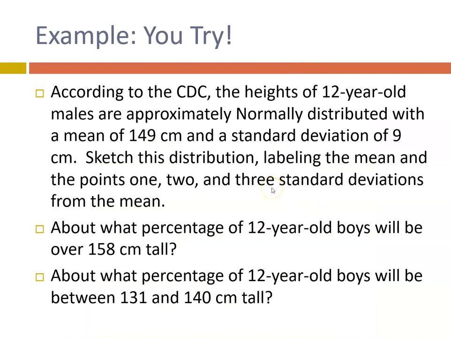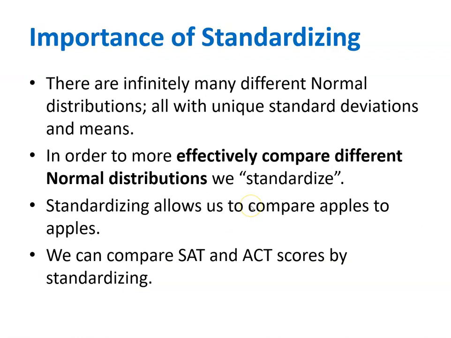All right, let's have you give it a try. According to the CDC, the heights of 12-year-old males are approximately normally distributed, with a mean of 149 and a standard deviation of 9. Sketch this distribution, labeling the mean, and 1, 2, and 3 standard deviations. And then answer these 2 questions using your empirical rule. We'll go over those answers tomorrow.